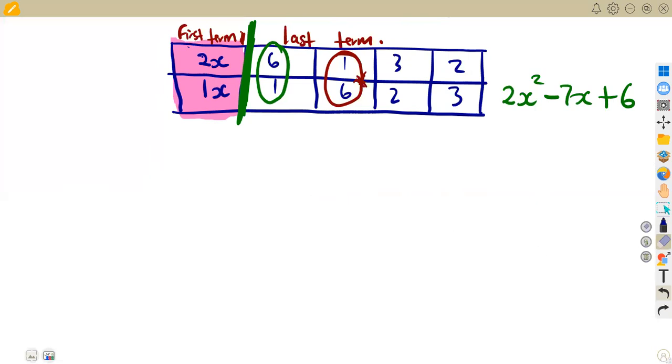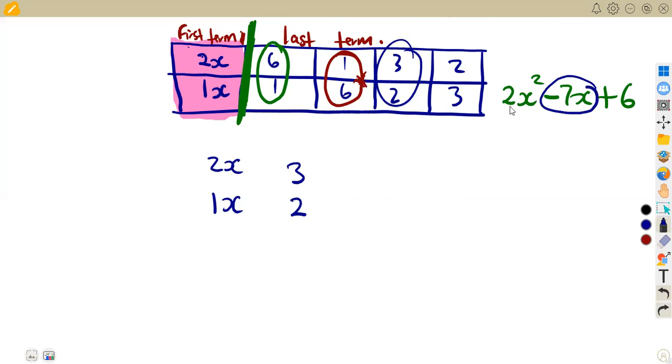So let's move on to another number, 3 and 2. You're going to go back there, 2x, 1x, this is 3, this is 2. Okay, we try to multiply like this. 2 times 2, we get a 4. 1 times 3, we get a 3. So at least there's a possibility of getting a 7. But it must be a negative 7x. We are testing for the middle term now. For the middle term, we have to test it.